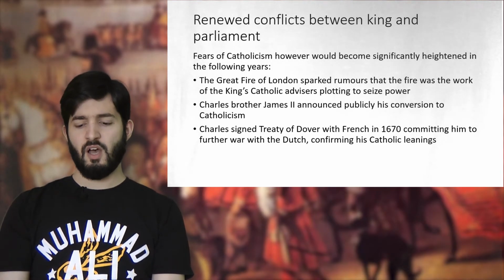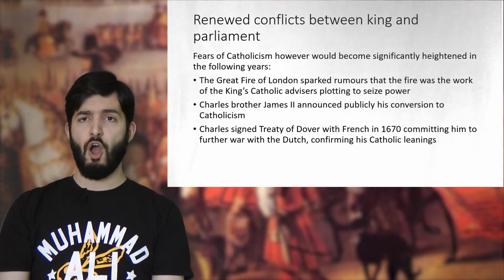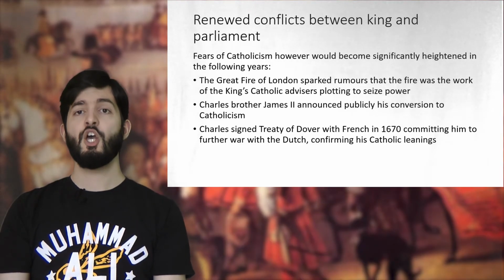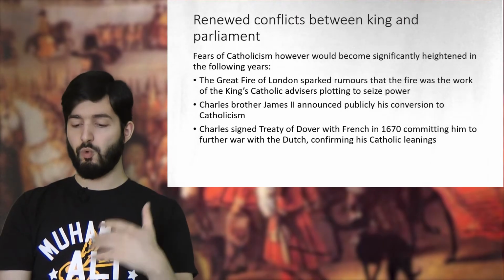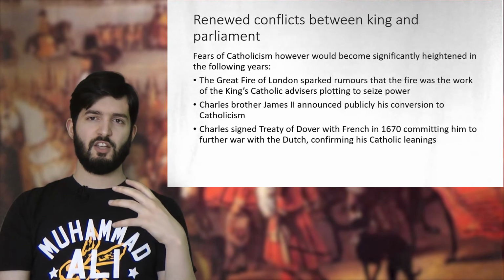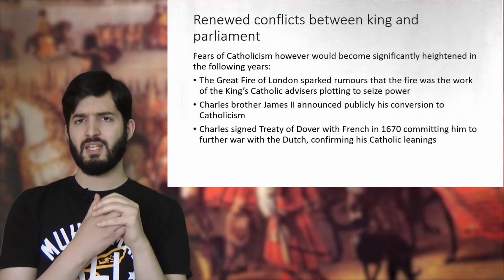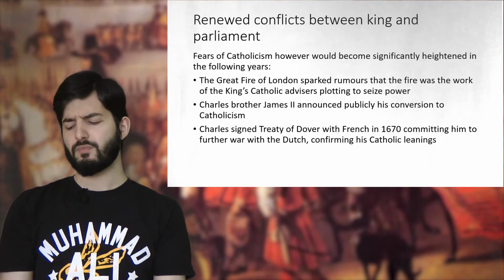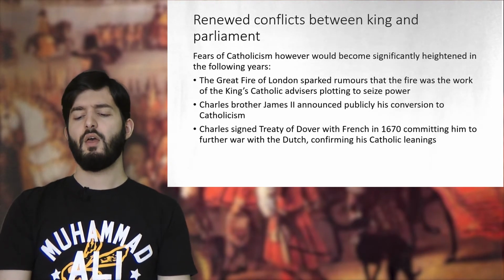So major alarm bells are ringing now for the public in general. And the final concern is Charles signs the Treaty of Dover with the French in 1670, which commits him to further wars with the Dutch. And these, in the eyes of the public, confirm his supposed Catholic leanings and sympathies. And so alarm bells are ringing.